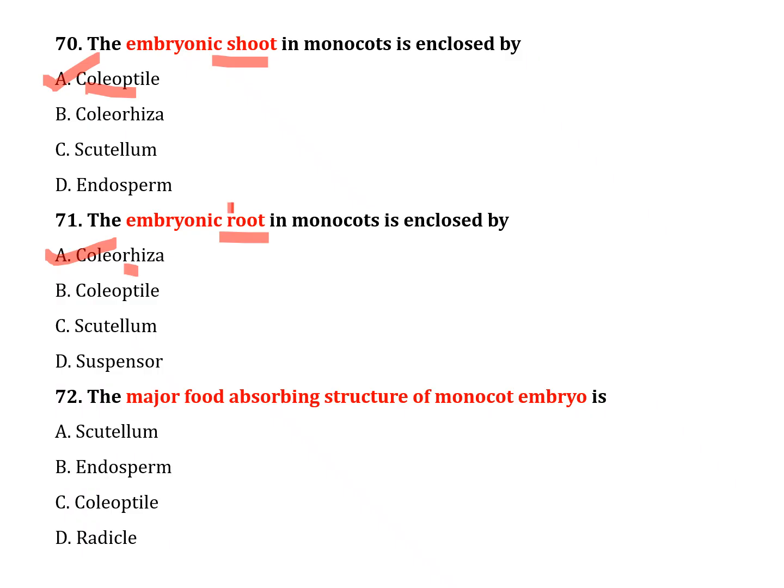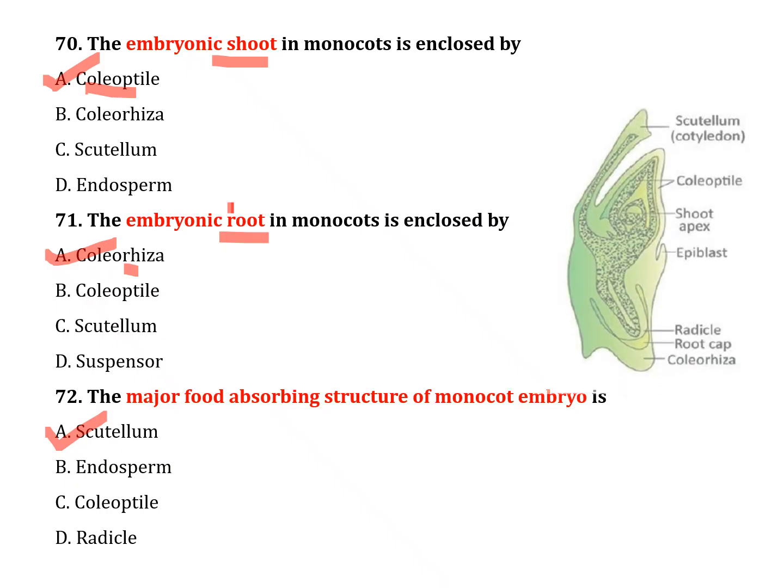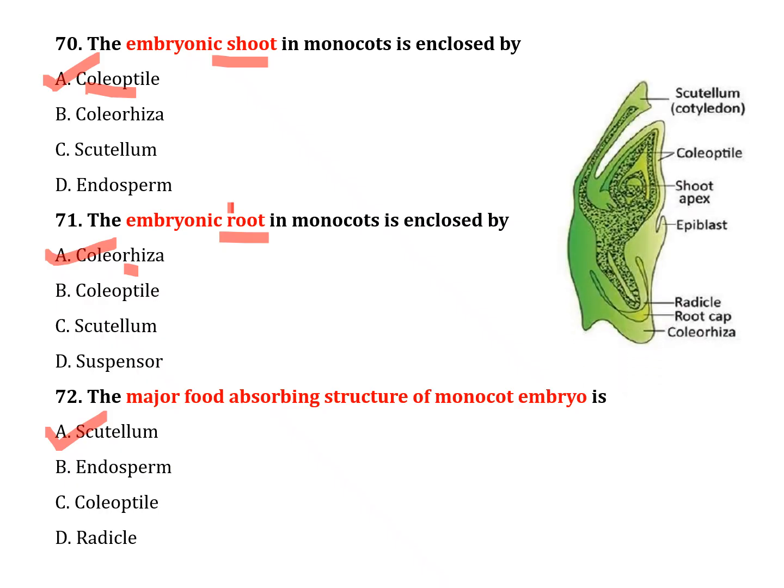The next question, number 72. The major food absorbing structure of monocot embryo is option A scutellum, option B endosperm, option C coleoptile, option D radicle. Correct answer is option A, scutellum. This is the coleoptile, which covers the shoot apex, and this is the coleorhiza, which covers the embryonic root. This is the epiblast, and this is the shoot apex, and this is the cotyledon, or scutellum.